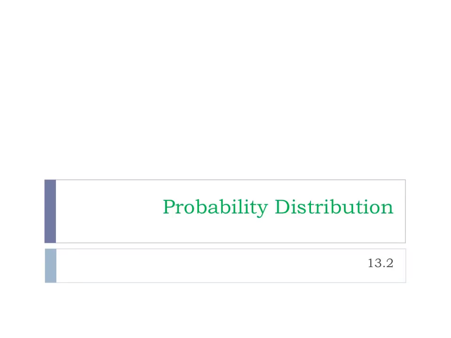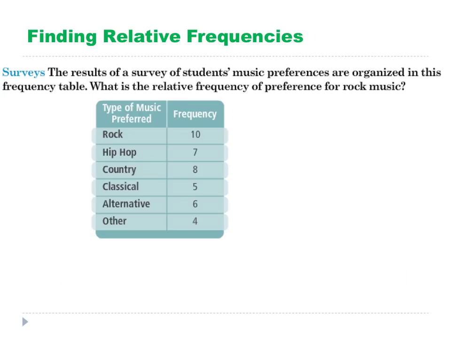Today we are going to be taking a look at section 13.2, probability distribution. A lot of the stuff that we look at in this section should look pretty familiar because it's going to be some stuff that you looked at back in Math 1 last year. I'm sure you're all going to remember it super well. All right, so let's get started here.